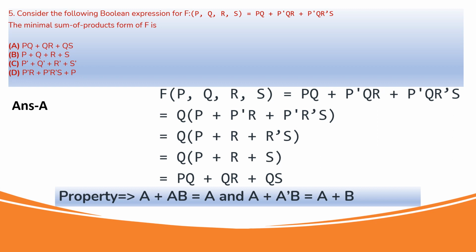So the final expression will come as q (p plus r plus s), and finally we will get pq plus qr plus qs. So this will be the minimal sum of product, so the answer will be a here.